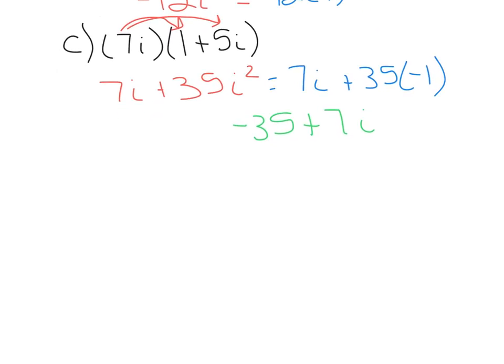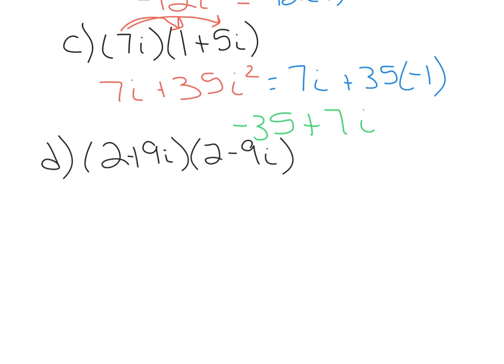Letter D says 2 plus 9i times 2 minus 9i. And of course, when you have a binomial times a binomial, you do double distribute, or what you commonly call FOIL.